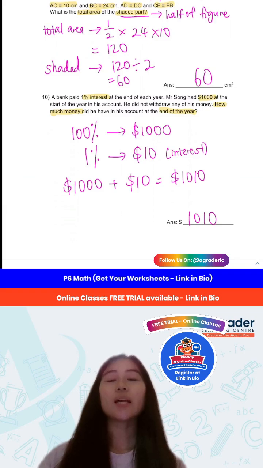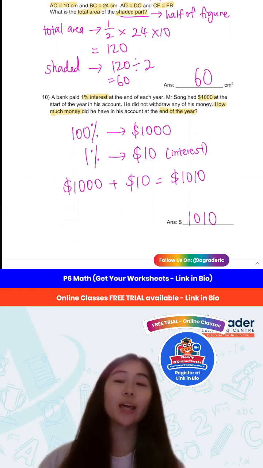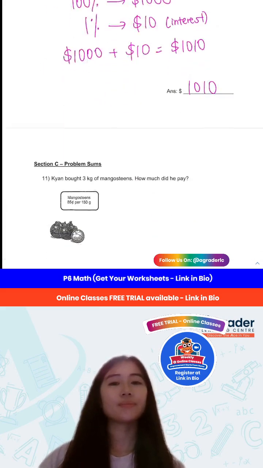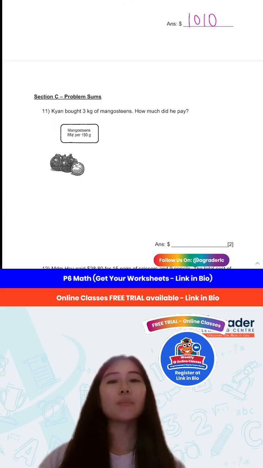Okay, shall we do the last two questions? The last two questions are considered problem sums. You can use your calculator if you want to. Okay, let's look at this mangosteen question.